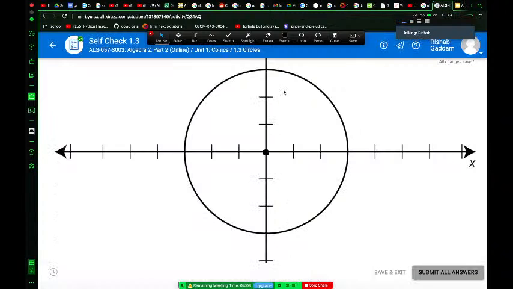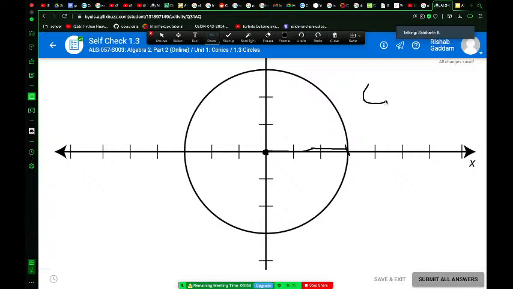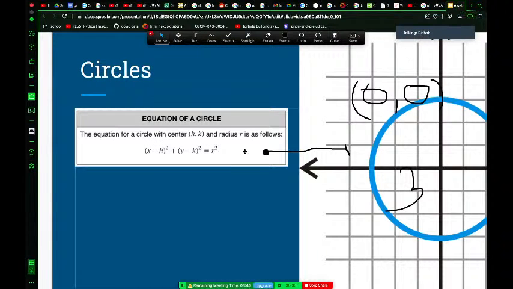But first, let's look at the properties of this circle. So the center is right here. What are the coordinates of the center? 0, 0. Yeah, the origin. Good job. The radius is obviously 3, right? So with this information, we can write this equation. So what do you think the equation is?